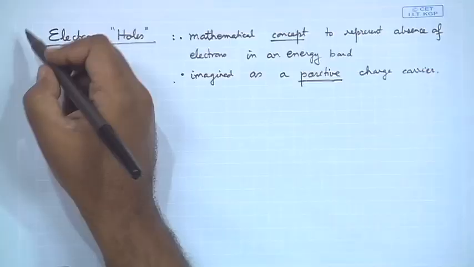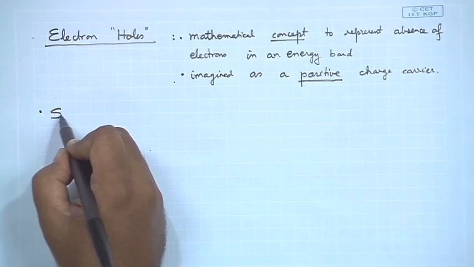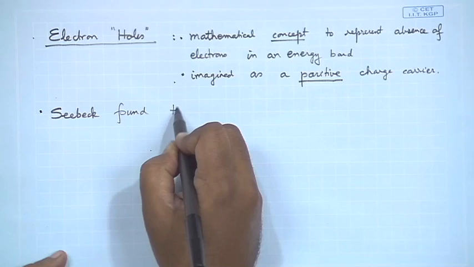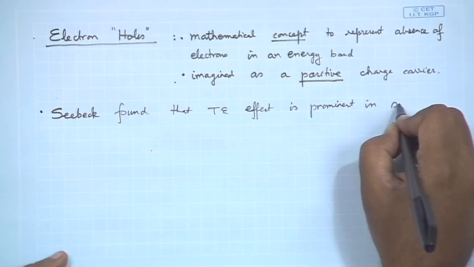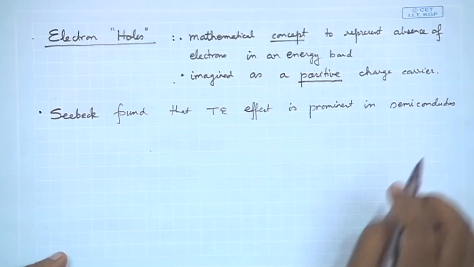So with that concept, let us think about what a hole is, where we get holes, and so on. What Seebeck found was that the thermoelectric effect is prominent in a class of materials called semiconductors. So he said semiconductors are very ideal for the thermoelectric effect, they have a high Seebeck coefficient and so on.